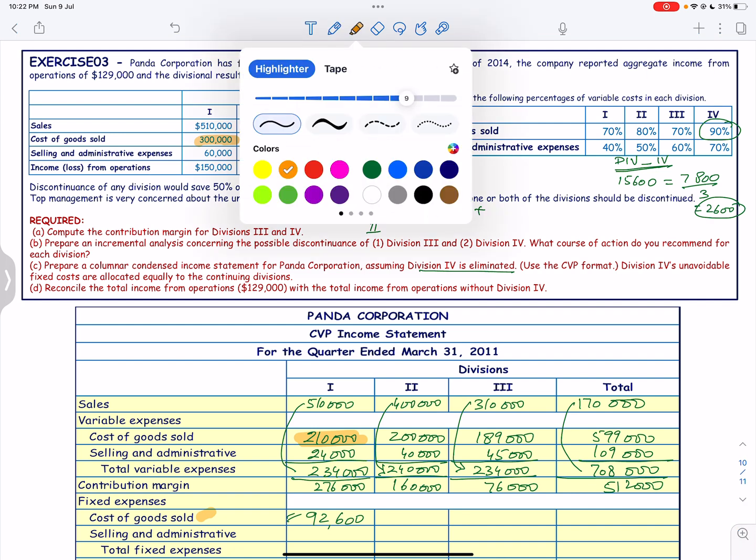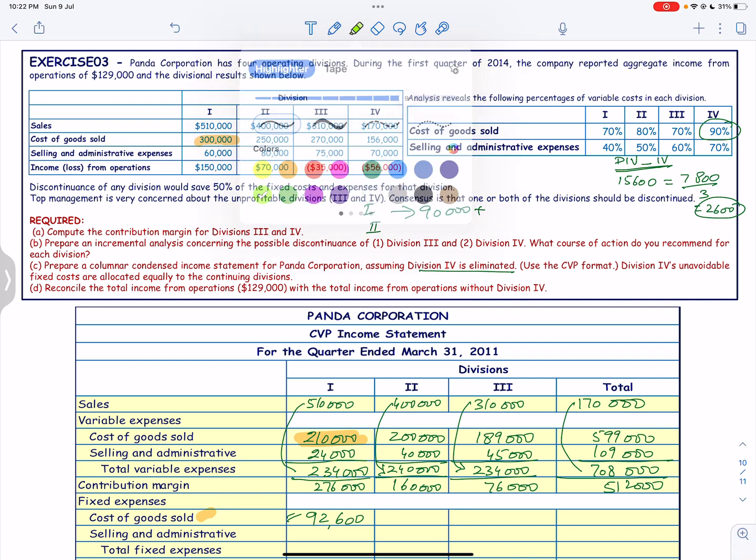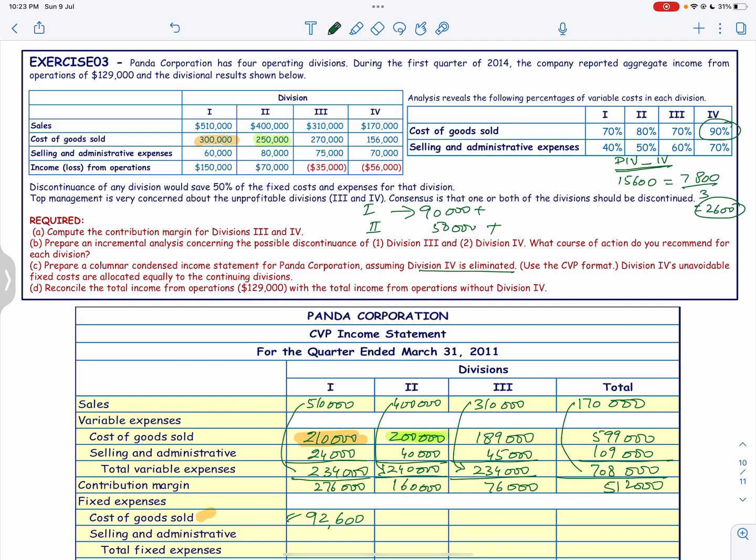For division 2 it will be 250,000 minus 200,000, so that gives us 250 minus 200, that is 50,000 plus 2,600. So this will be 52,600.